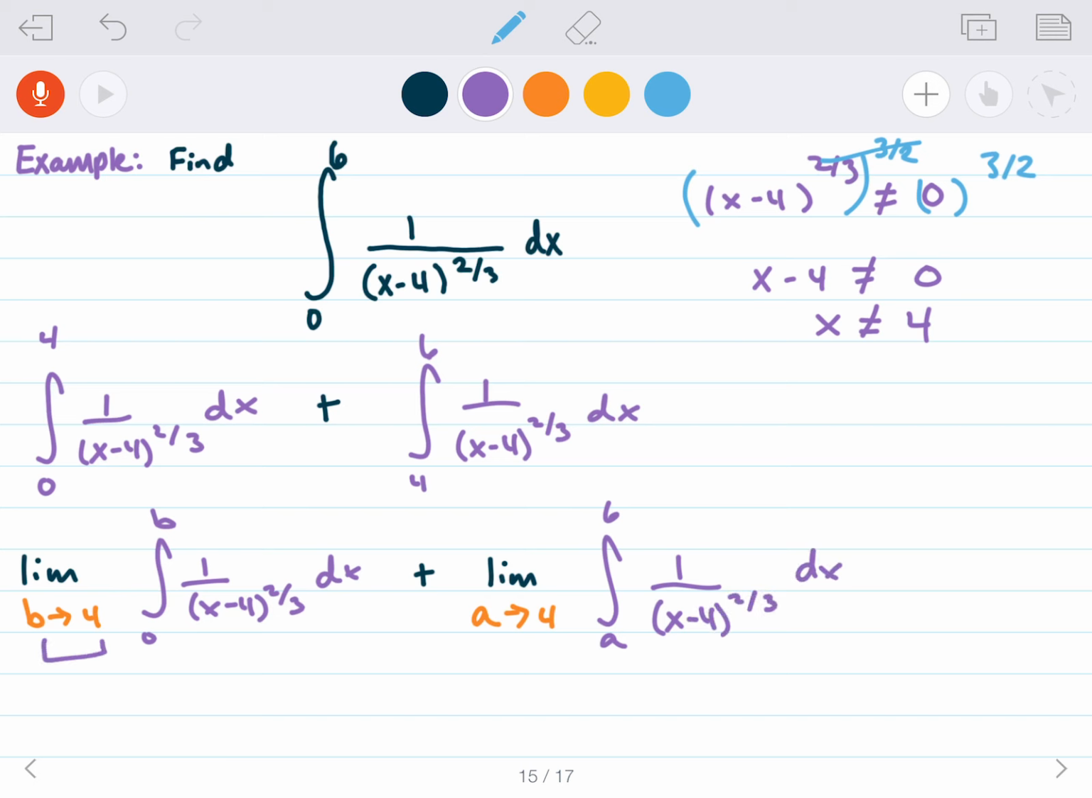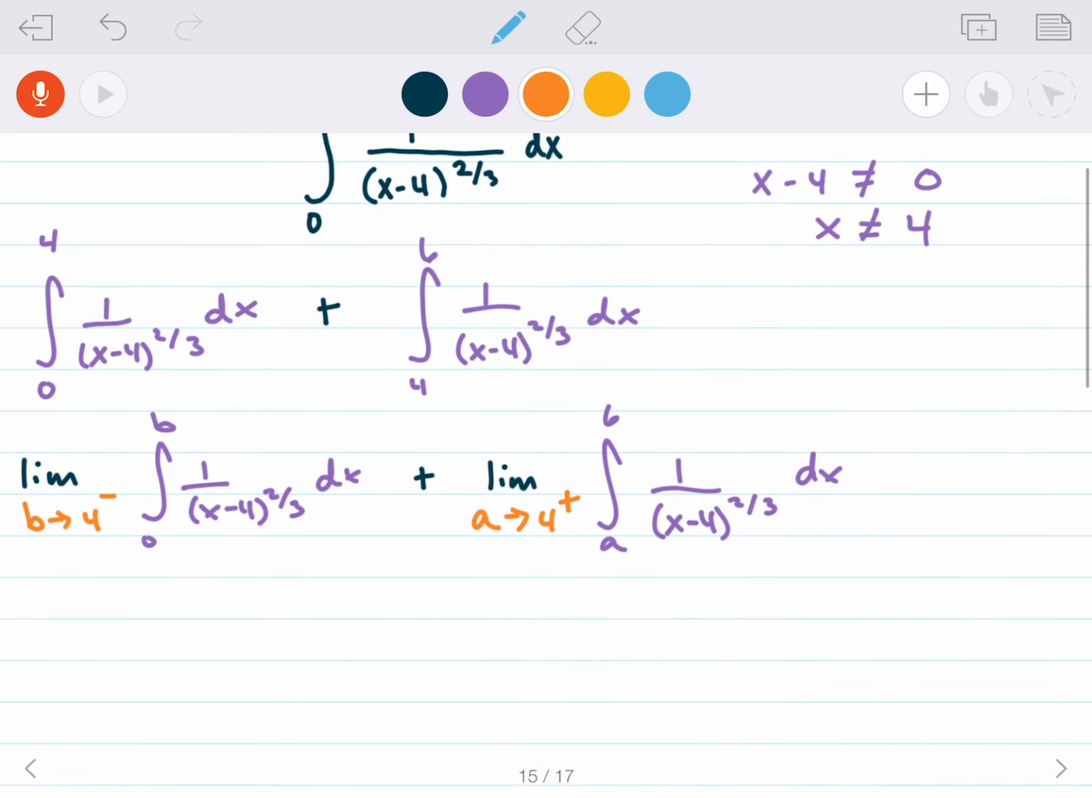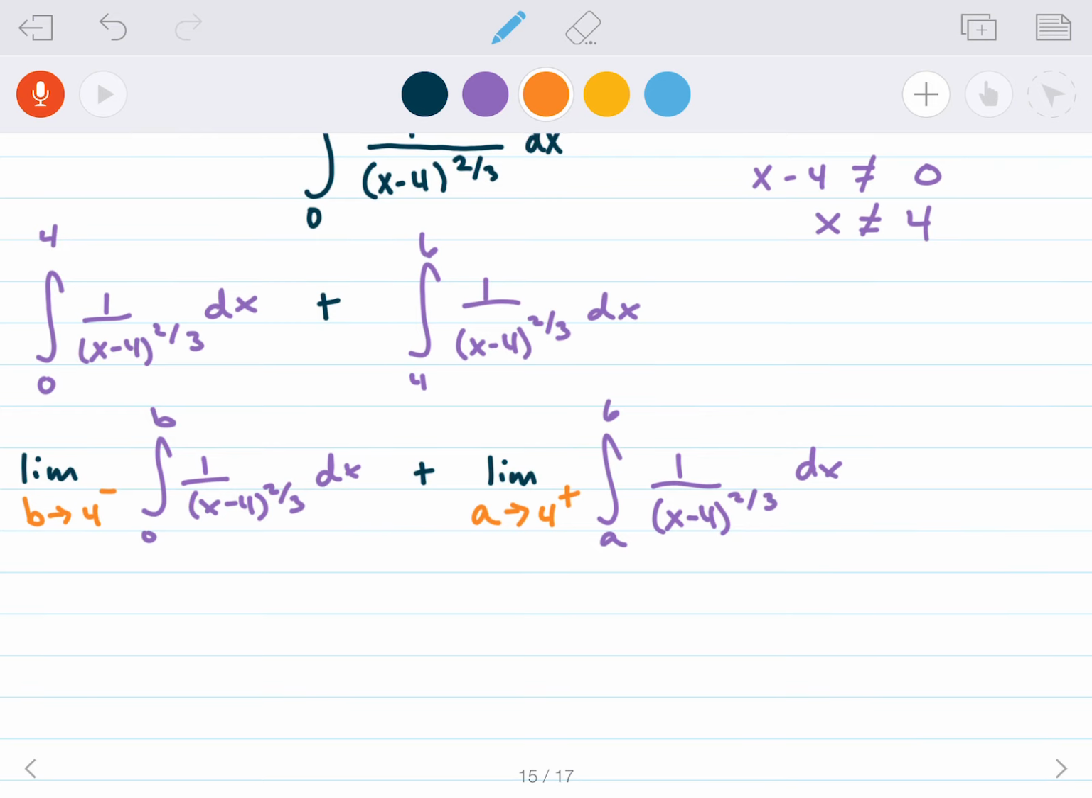Now for this one, are we approaching 4 from the left or the right side? Well, we're approaching 4 from the left side, right? Because we're going from 0 to 4. Here, we're coming from the left. And over here, we're approaching 4 from the right side for a similar reason. All right, perfect. So let's go ahead and evaluate these integrals.